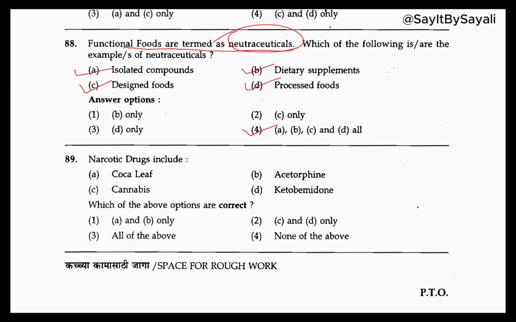Question number 89. Narcotic drugs include coca leaf, yes. Acetylorphine, yes, it is also narcotic. Cannabis, yes. And ketobemidone, yes. So the correct answer is 3, all of the above.